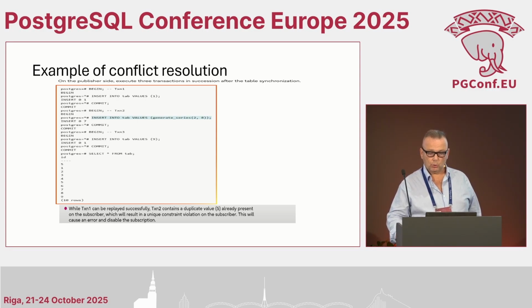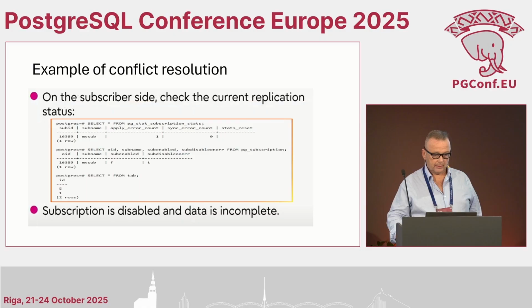If we look at the subscriber, first of all, we can see that pg_stat_subscription_stats is telling us that we've had an apply error. And when we have a look at the actual contents of the table, we can see that we had the pre-inserted row 5 and just transaction 1. That's obviously because transaction 2 failed, and we are preserving commit order in any of our replication.